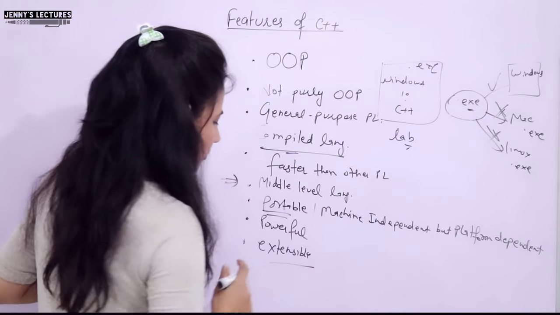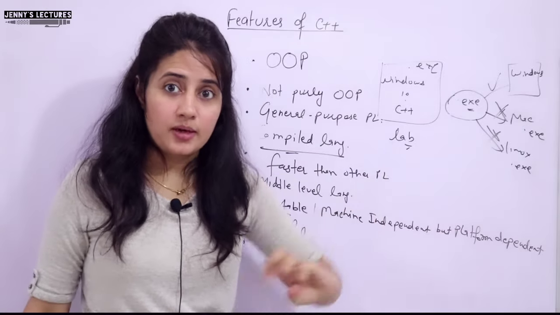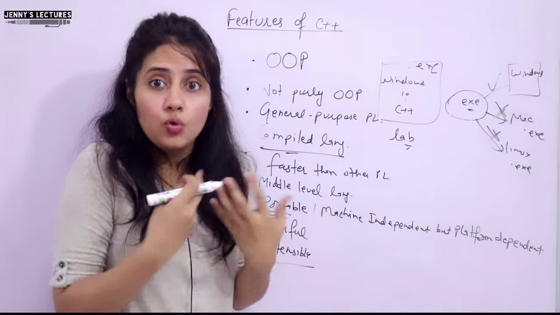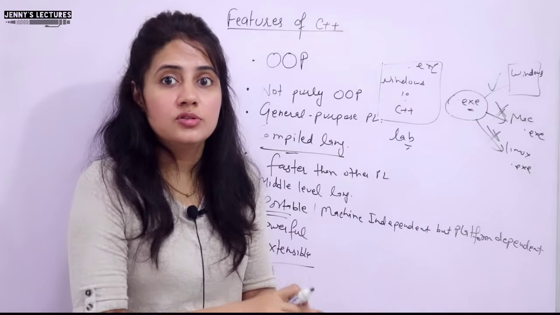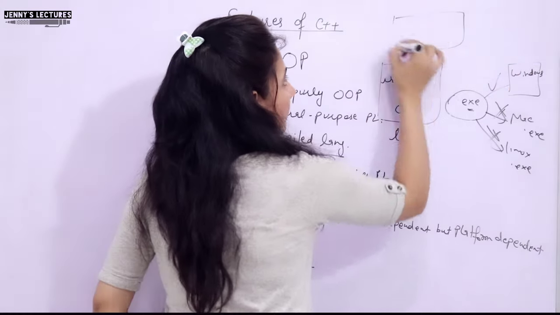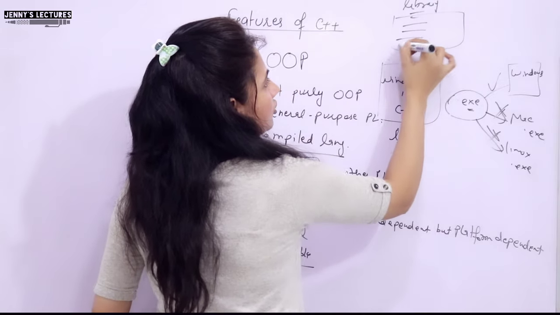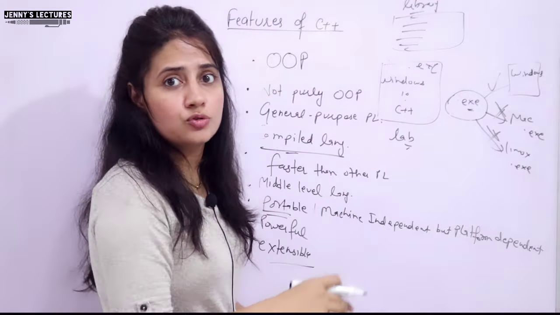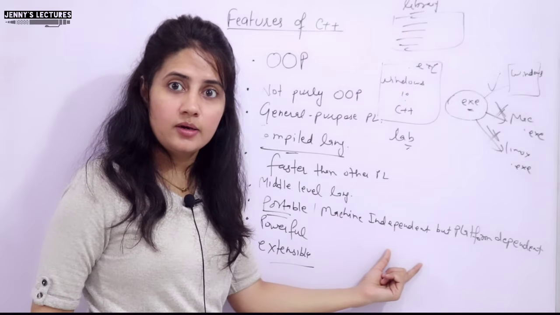Now, why is it extensible? See, in any standard library, some built-in functions are there, but you can add your own user-defined functions in that library, right? Here we have some library. In the library, many built-in functions are there. So you can directly use these functions in your program, right?